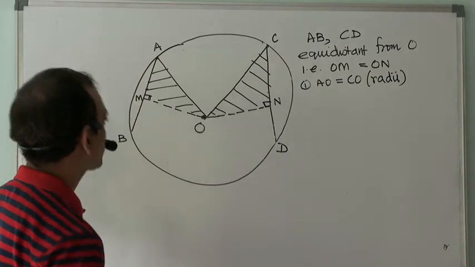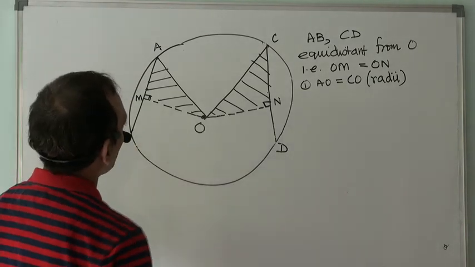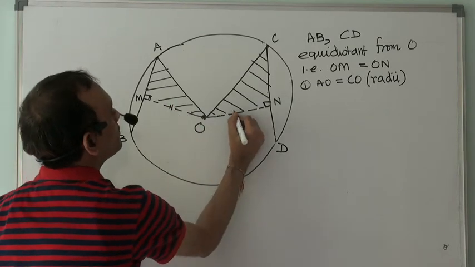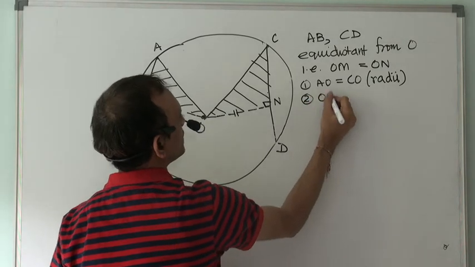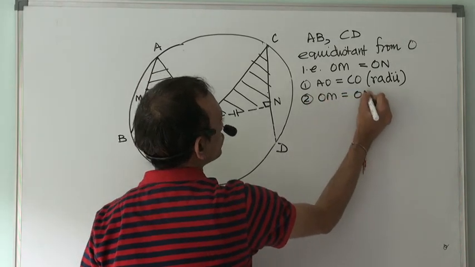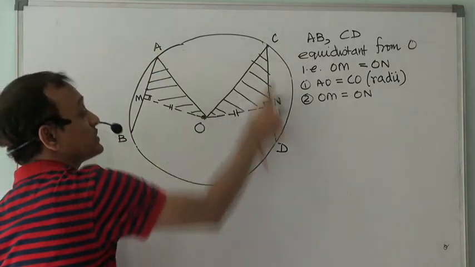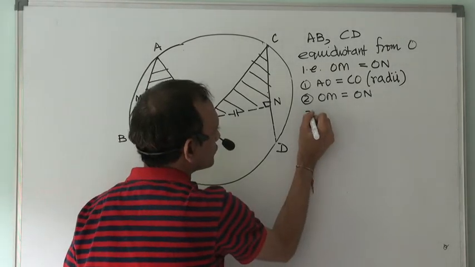And equidistant from the center O means OM equals ON. Why so? Because the two chords are equidistant from the center. That's given.